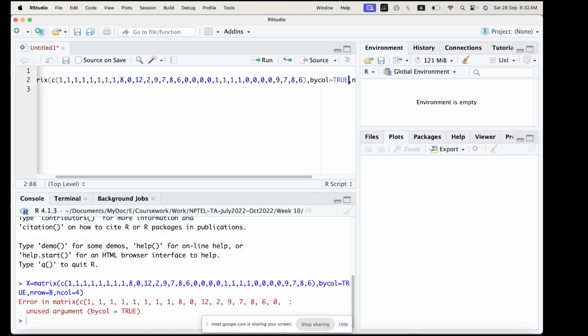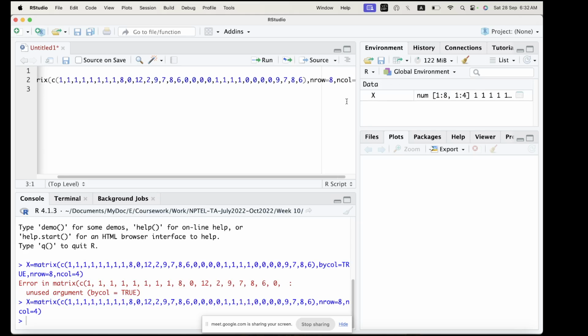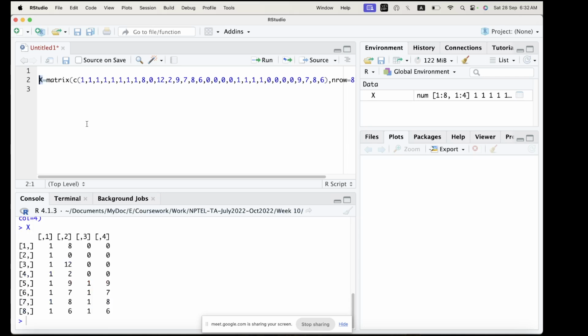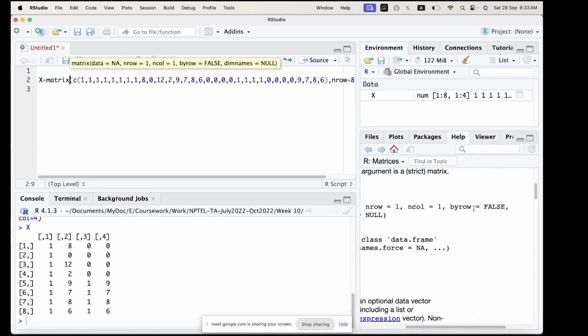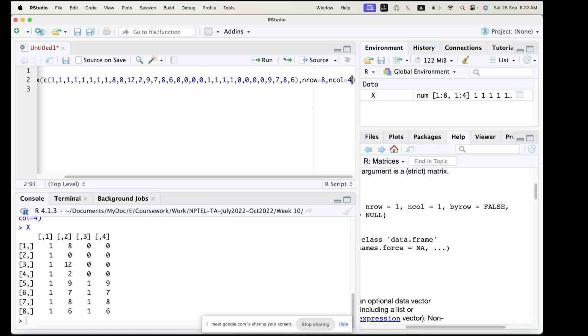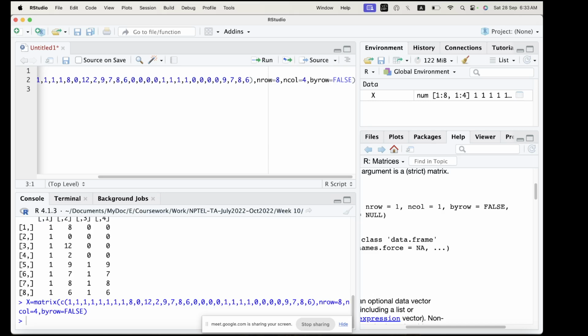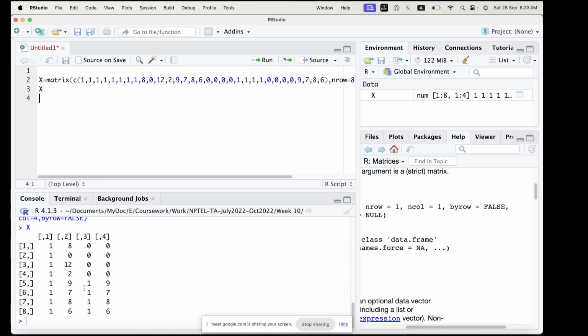By default, this entry happens by columns, so I did not put it, but still. And since this was not working, I'll see byrow equal to false. If I need to mention it explicitly, I should write byrow equal to false. Okay, so even then this X matrix will give me this form.